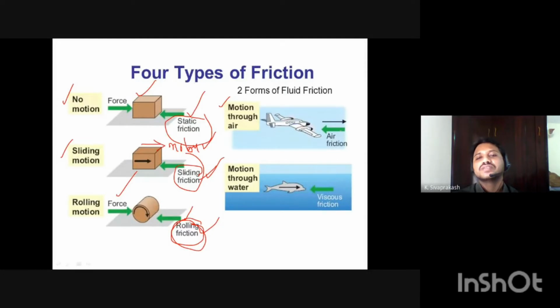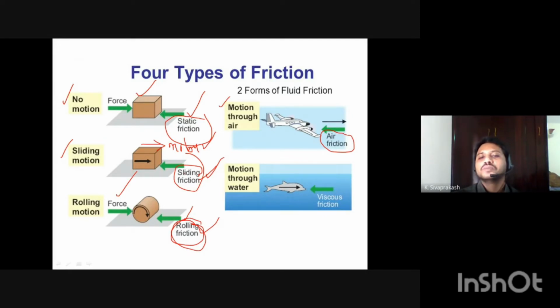The air friction is developed to resist the motion of the aeroplane. So that's why here in the air the friction force which is developed is known as the air friction. And coming to the motion through the water, it is the underwater submarines and other boats and ships when they are moving in the water or moving in the sea.